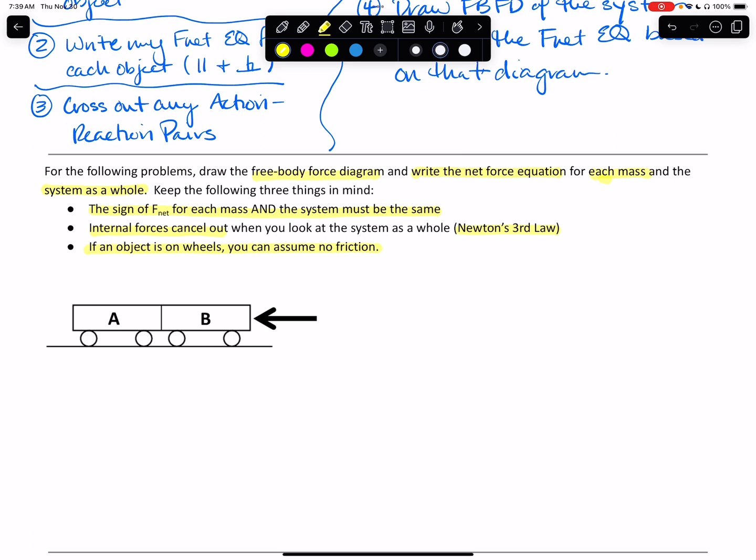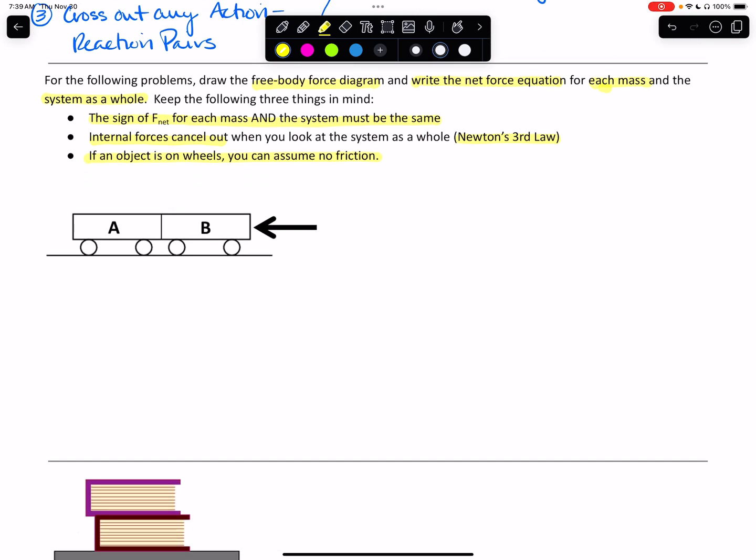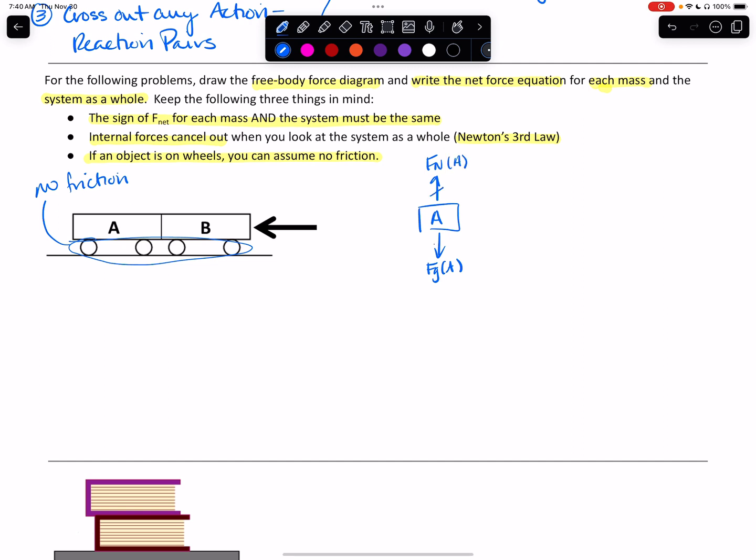All right, so let's look at our first system. Here we have two carts, and there is applied force being applied towards the left on cart B. First thing to keep in mind, you can see that they have wheels. So what that tells me is that there is no friction, which is going to make our stuff a little bit easier. So again, we start with our individual objects. I'm going to start with A. I've got vertical forces acting on A. I've got its gravitational force, and then opposing that is the normal force. There's no indication that A is moving vertically, so I'm going to go with those being equal and opposite.